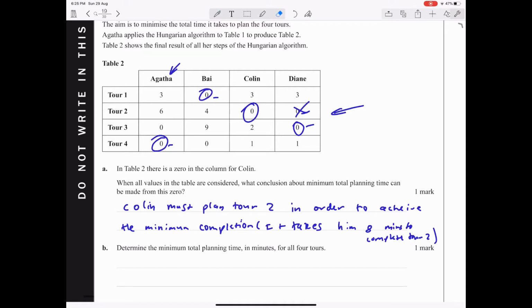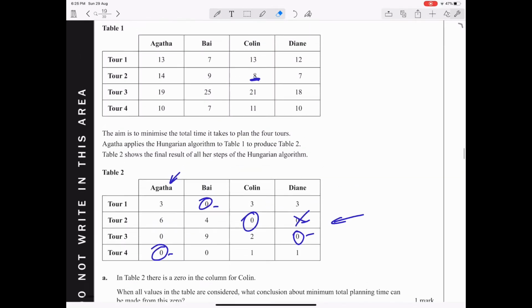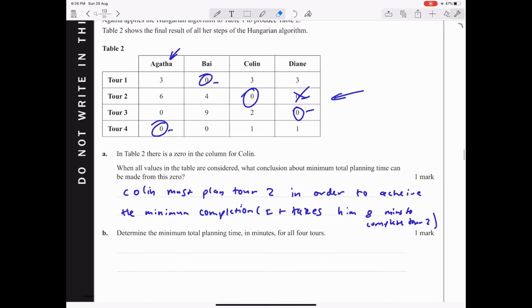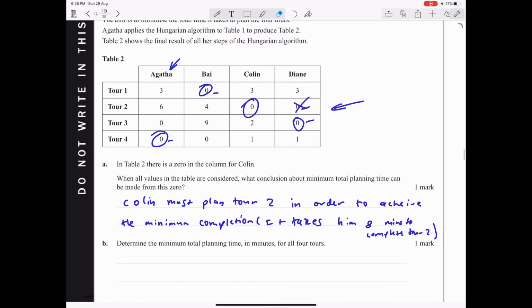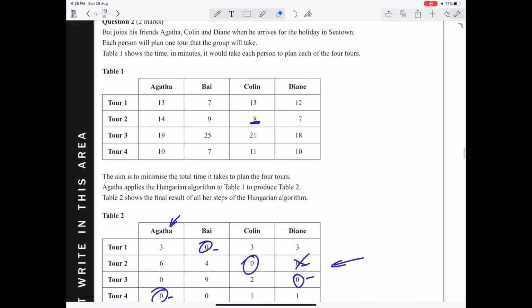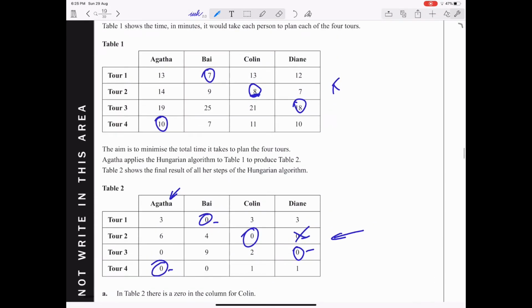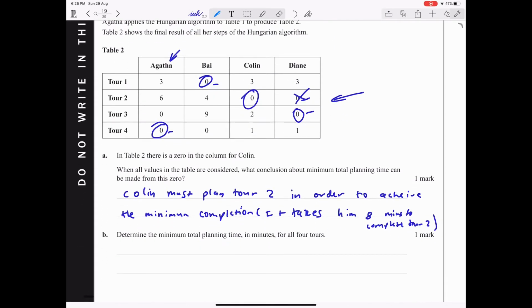So now we're going to determine the minimum total planning time in minutes for all 4 tours. Basically, we can find the total completion time that each person is going to take to plan the tour by looking at table 1, which has the minutes. So we know Bai is going to complete tour 1. We know Agatha's going to complete tour 4. We know Colin's going to complete tour 2. And we know Diane is going to complete tour 3. Now, if you add all those minutes up, so if you add 10 plus 7 plus 8 plus 18, they'll give you the minimum total planning time in minutes for all the 4 tours, which is 43 minutes.